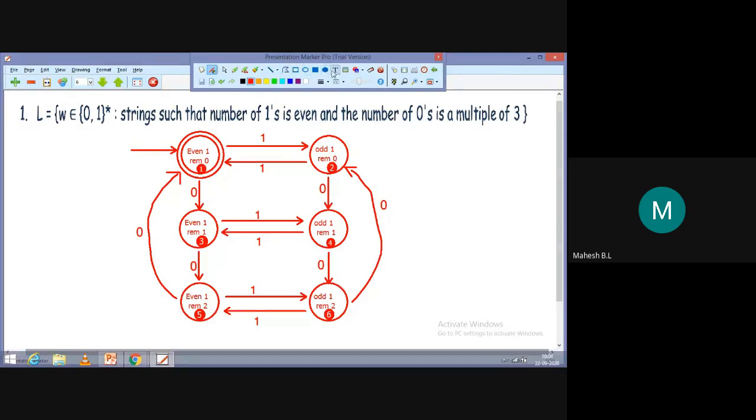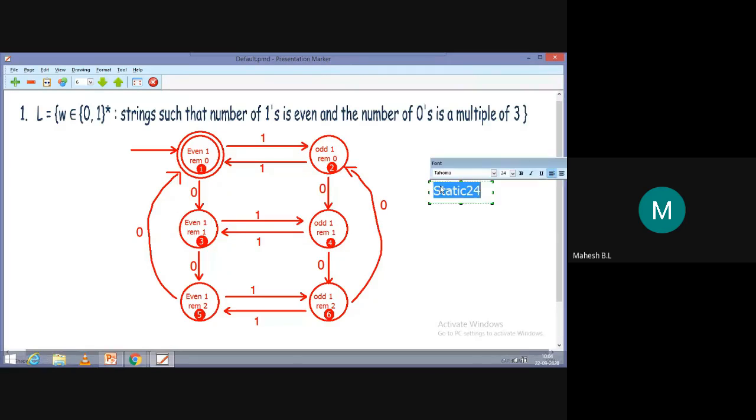So you can consider some examples. Let's consider one example: 1 0 1 0 0 1. So here you have 4 ones and 3 zeros. That's why it belongs to the language. So first 1, there is a transition from 1 to 2. Next 0, there is a transition from 2 to 4.